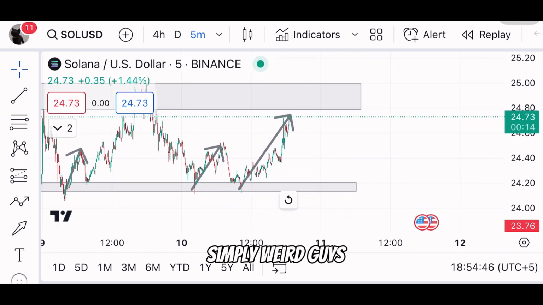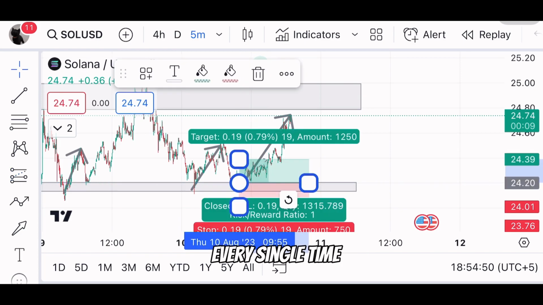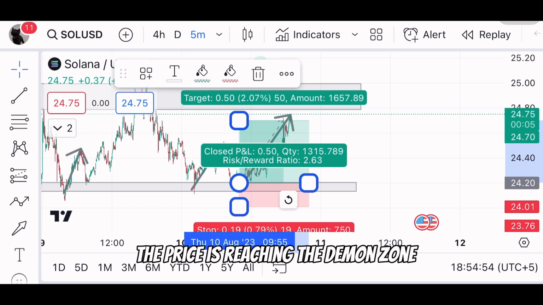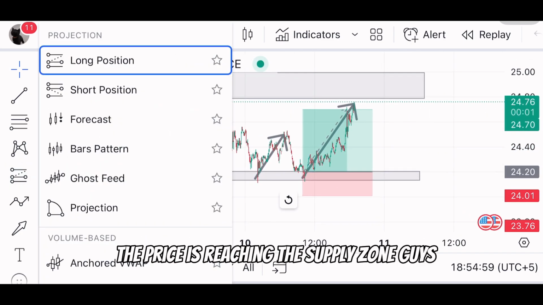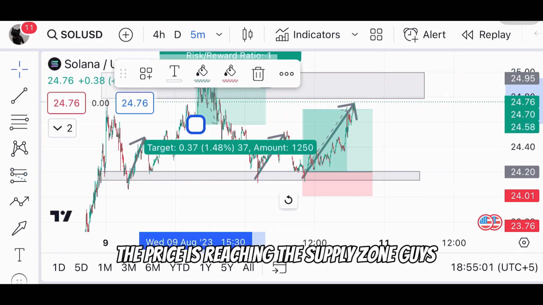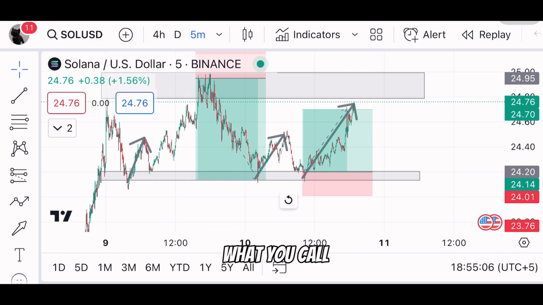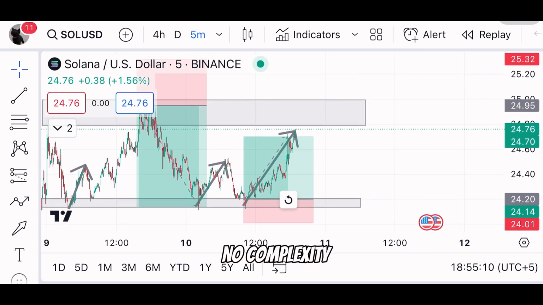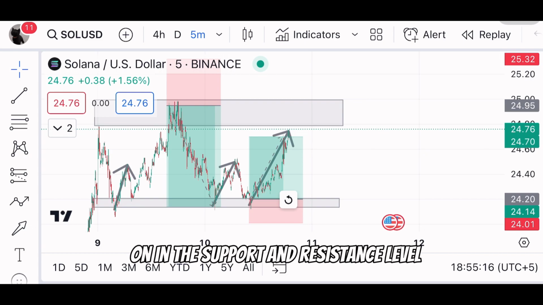So simply wait, guys. When the price reaches this region, just long this position. Every single time the price is reaching the demand zone, guys, just buy. And every single time the price is reaching the supply zone, guys, just sell it. Simple as you like, to the next resistance level, or what you call it, the next support level, guys. This is how simple you trade, guys. No complexity, and this is the simple concept of supply and demand zones and the support and resistance level.